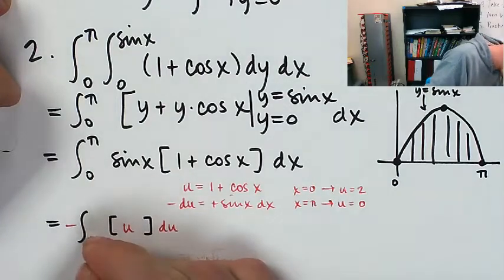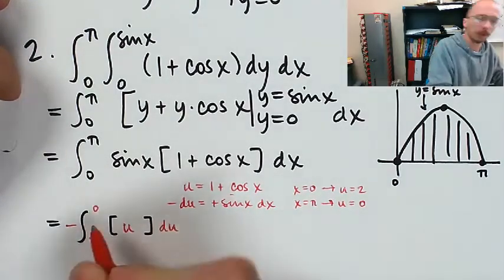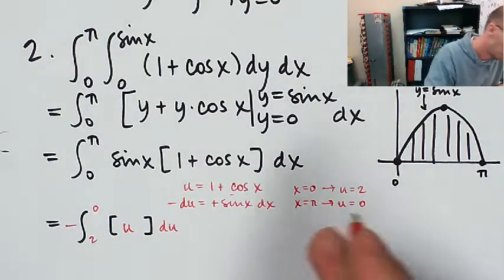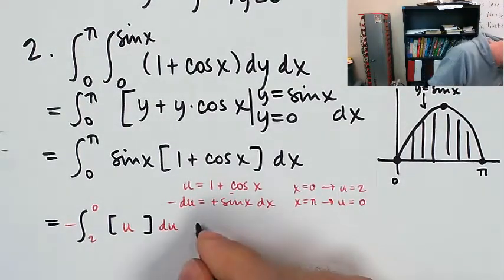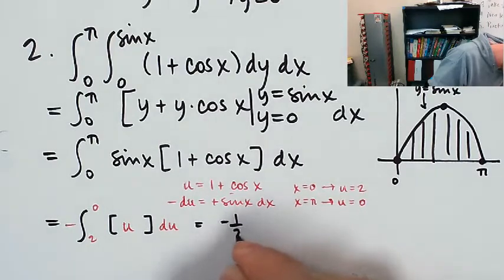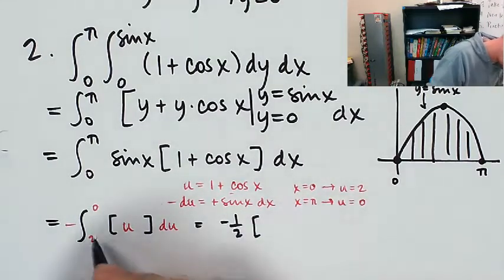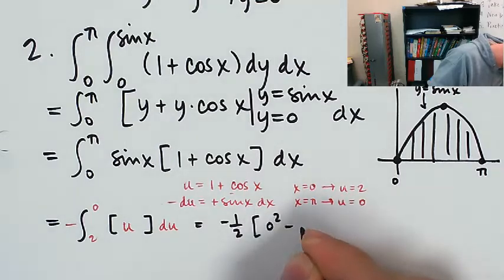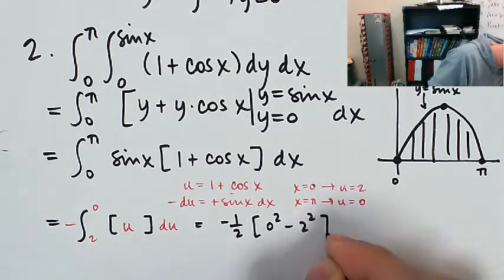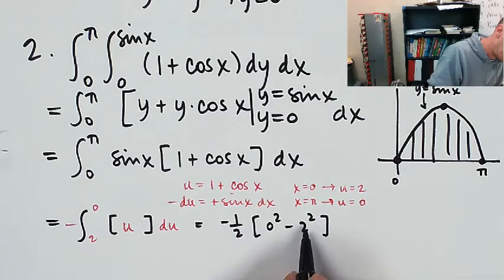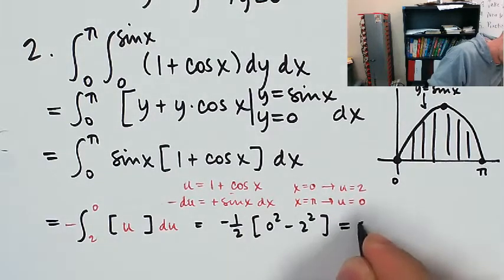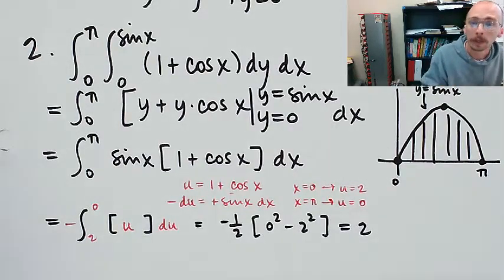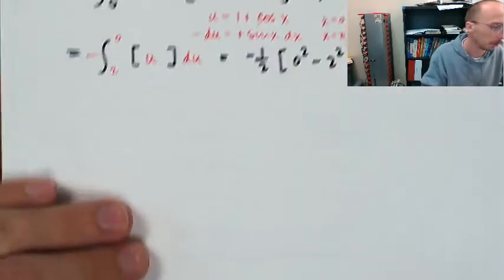Yes, that's from 2 to 0, and that's why that negative and this negativity from integrating backwards will kind of cancel each other out. All right, and that's negative 1/2 of u squared as u runs from 2 to 0, so 0 squared minus 2 squared. So that's negative half of negative 4, which is equal to positive 2. All right, number 3.